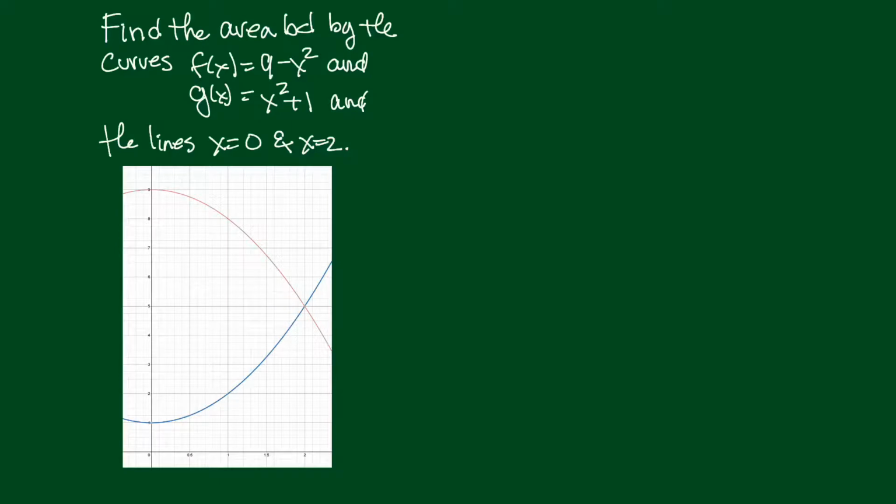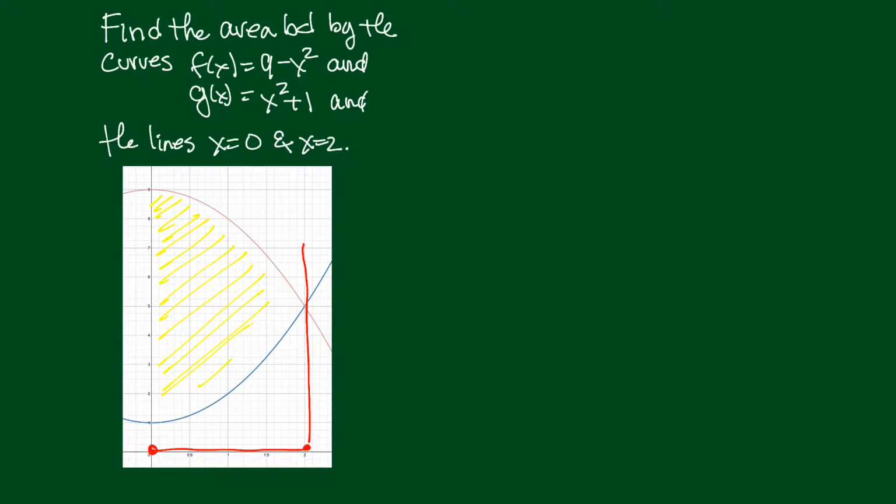The top one, the red one here, is 9 minus x squared. You can see when x is 0, y is 9. And the bottom one, the blue one here, is x squared plus 1. When x is 0, you get a 1 here. Now what we want to do is find the area of this region bounded by those vertical lines, 0 and 2. So we're going to go from here to here.